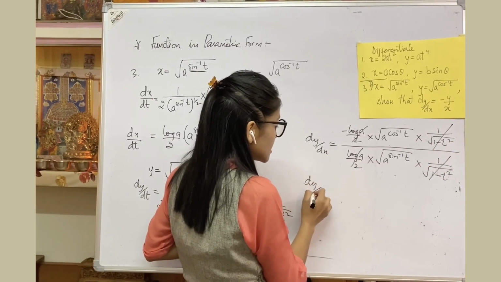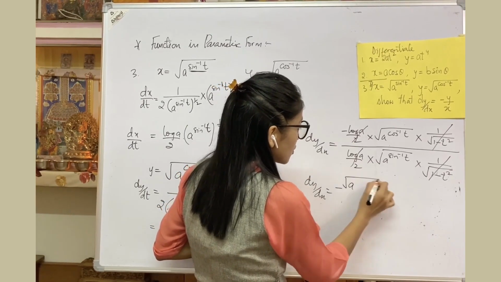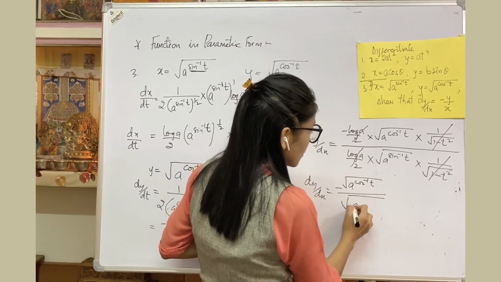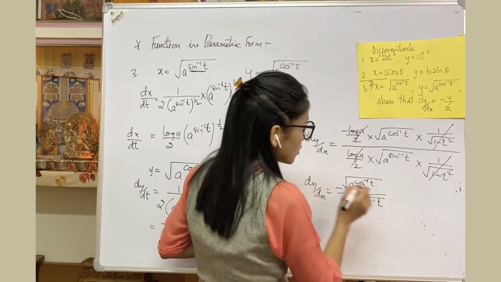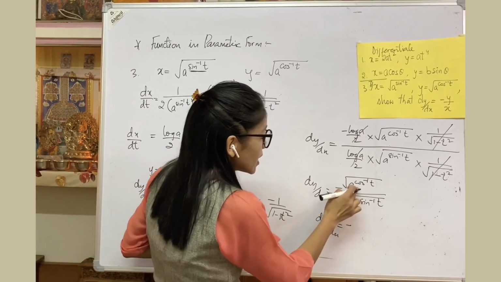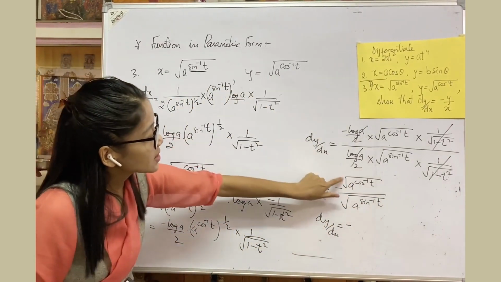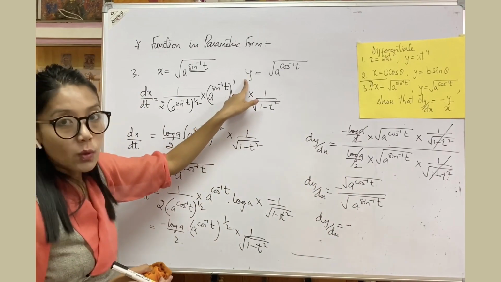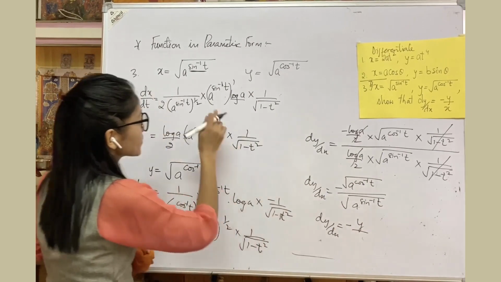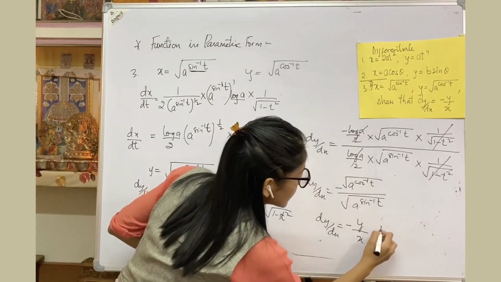So I have dy by dx is equal to, from here I have negative square root of a raised to cos inverse of t divided by square root of a raised to sine inverse of t. So we have dy by dx is equal to negative. Now square root of a raised to cos inverse of t, this one, this is equal to y. So for this I can write y divided by, and this one, a raised to sine inverse of t square root, this is equal to x. So this is equal to x, hence proved.